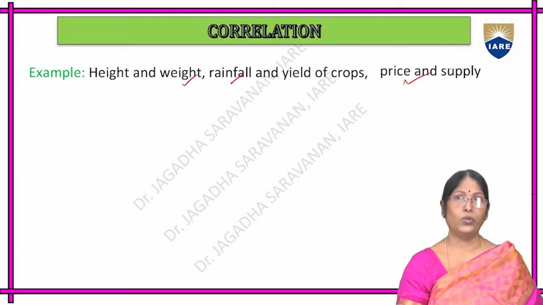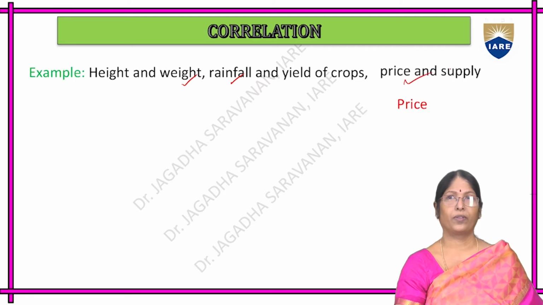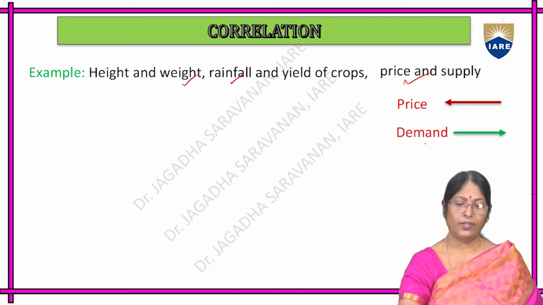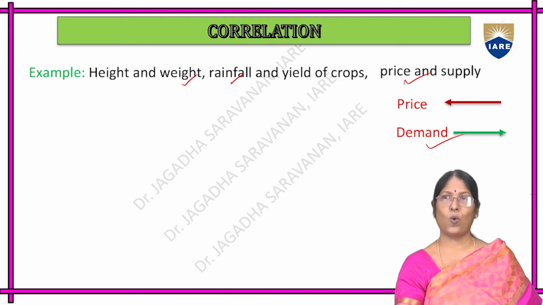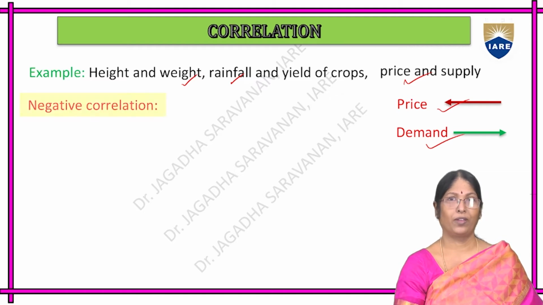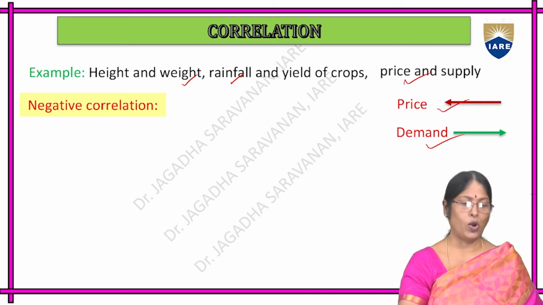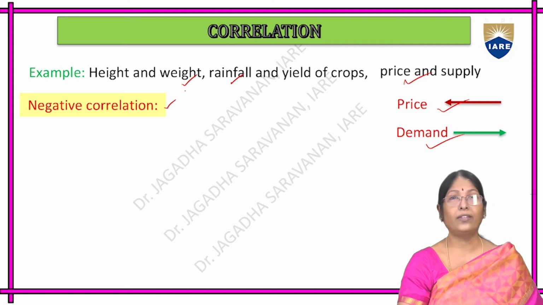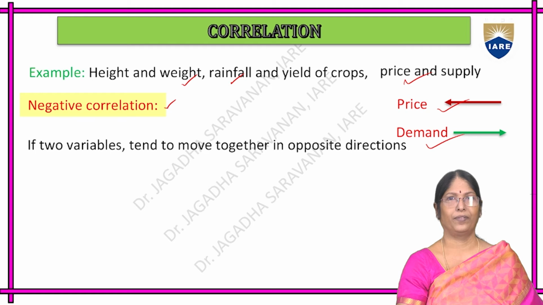Price and supply is also another example. Here we can see the demand which is in one direction, whereas price is in the opposite direction of demand. The meaning is they are in the opposite direction. Then such a correlation we will call negative correlation.